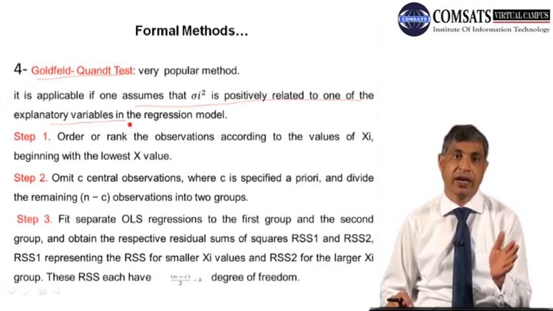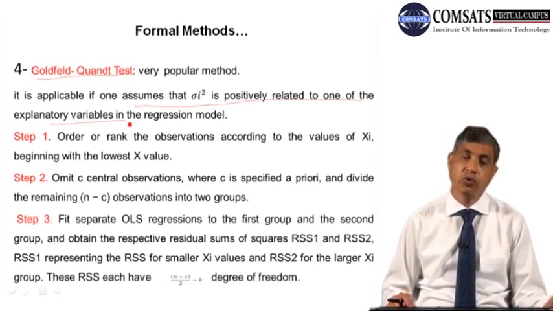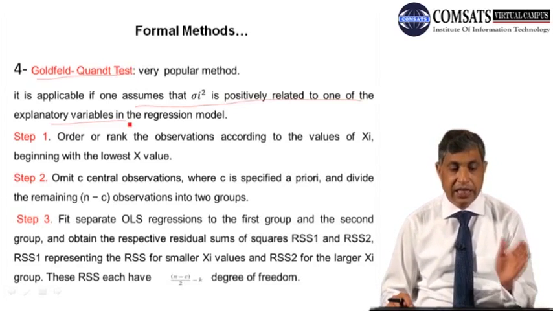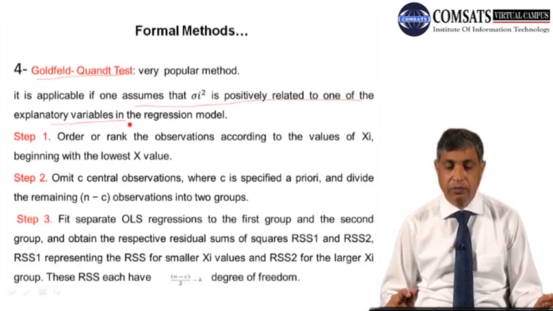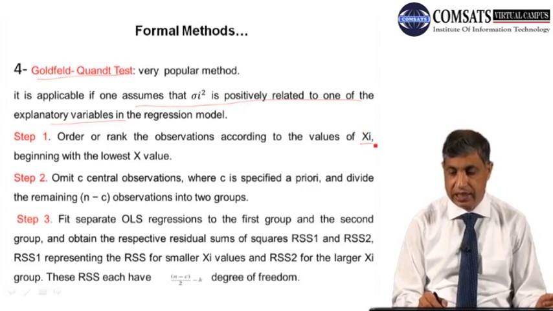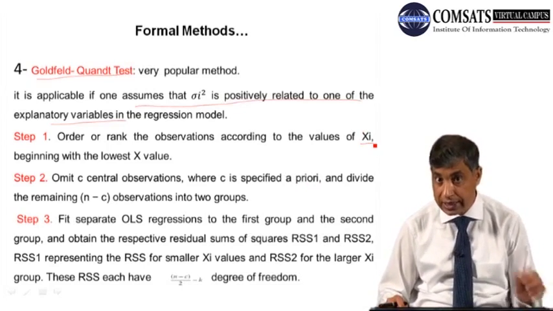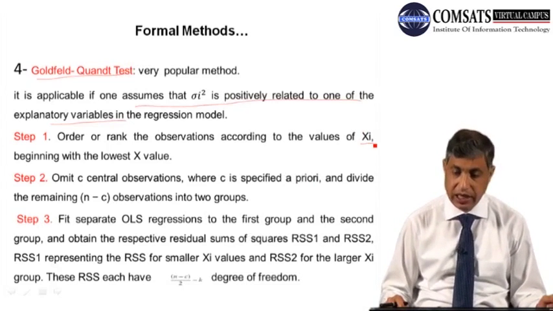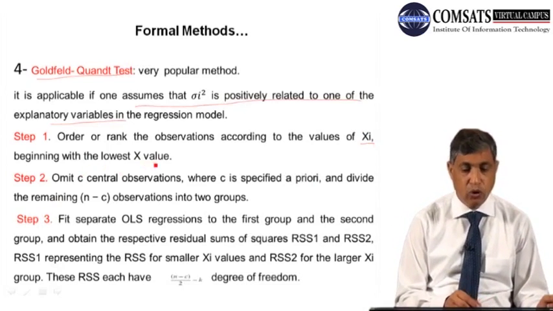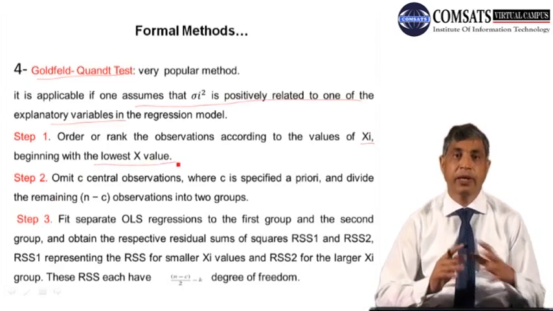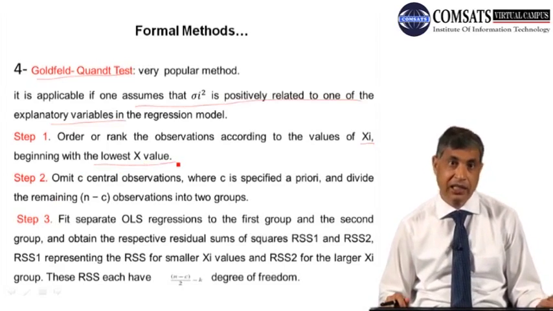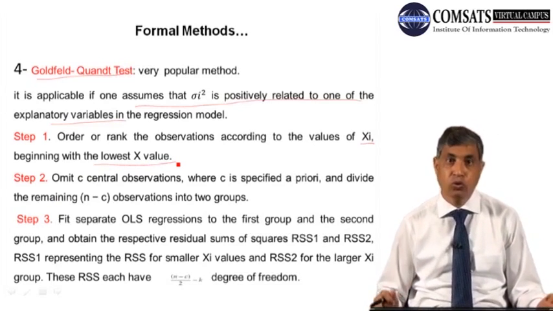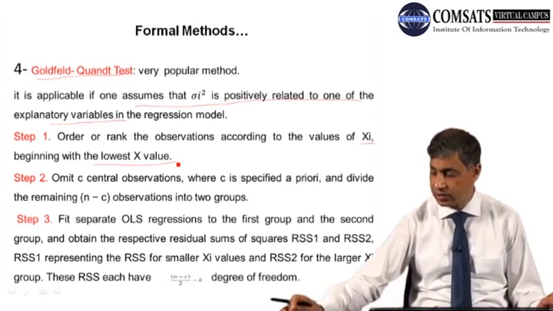It starts, first of all, not by making the OLS regression or doing something else, but immediately by ordering or ranking the observations according to the values of x_i, the variable that you suspect has some link with the error variance, beginning with the lowest x values. There is a compulsion: we can't do it in descending order, we are bound to rank the values in ascending order. So I would like to give you an example.